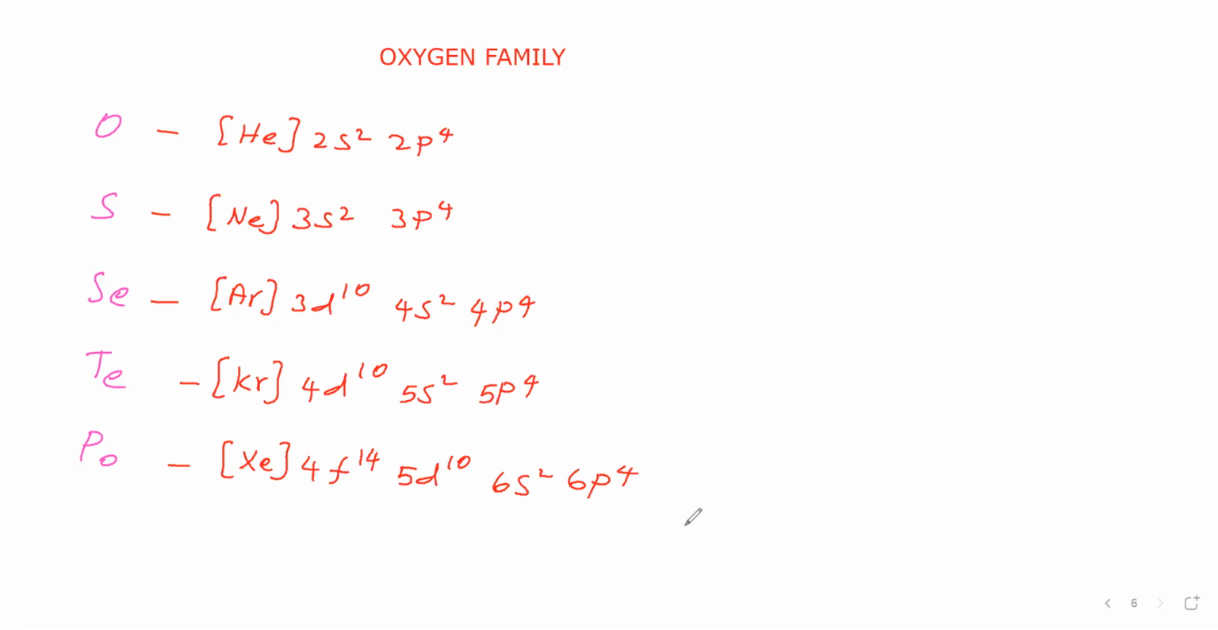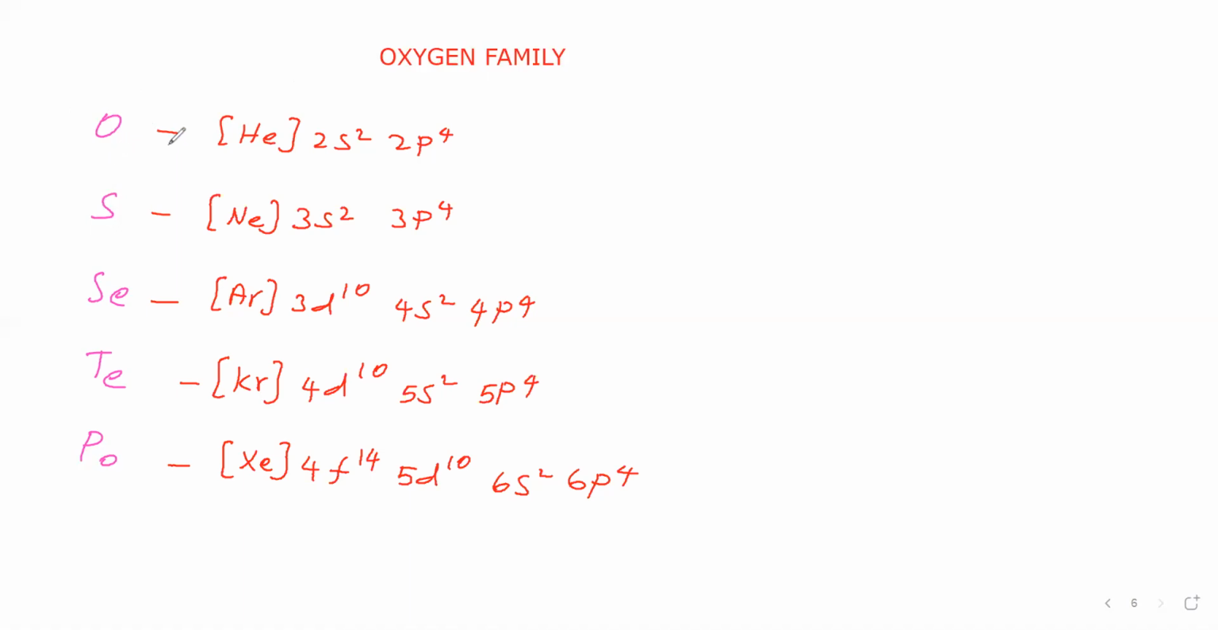So we have seen the electronic configurations of the oxygen family elements. From selenium onwards we see some difference. Why? Because in the selenium period 3d elements are there. In the tellurium period 4d elements are there. In the polonium period the 4f series lanthanides and 5d elements are there. But in the oxygen period and sulfur period, d block elements and f block elements are not there.